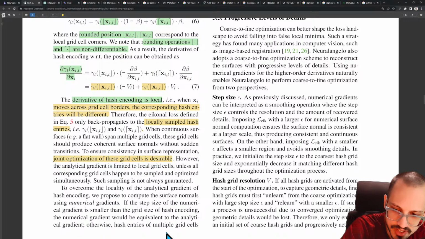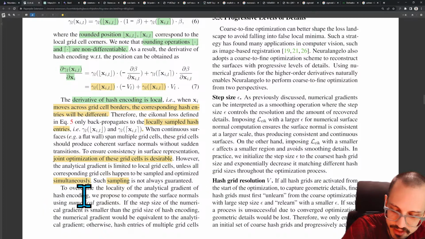I guess because the grid cells change. So the problem is that as you're training this, you're going to be pushing gradients, but you're only going to be pushing gradients into the ones that you sample, right? So if you wanted to use the analytical gradient, you'd have to basically make sure that at every gradient update step, you're changing the value at every single one of the grid cells, but you're not doing that. So yeah, this is what they mean by simultaneously.